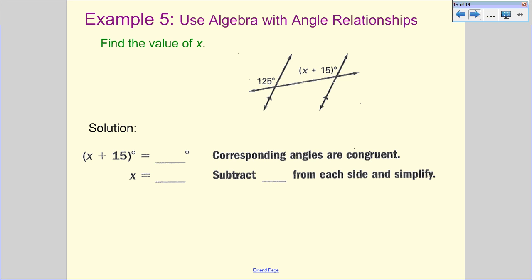So now what we're going to do is take a look at using algebra with these theorems. So I'm going to mark what I have here. I've got 125 and I got x plus 15. They're both above, so they could be same side, but they're not same side interior. When we look, they're both above and to the left, which means they're corresponding angles. So when we look at our corresponding angles are congruent. So I'm going to take x plus 15 and set it equal to 125. I'm going to subtract 15 from each side, and I get x is equal to 110. Let me do a little bit better math.